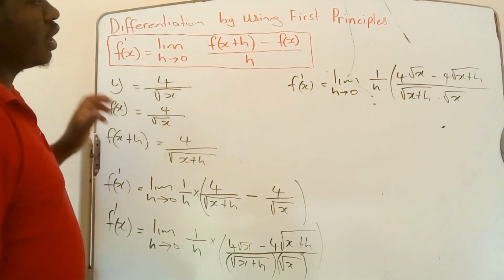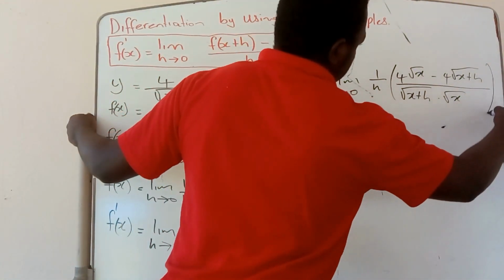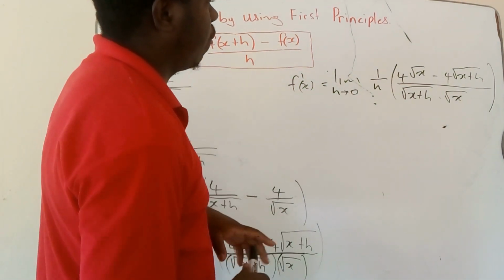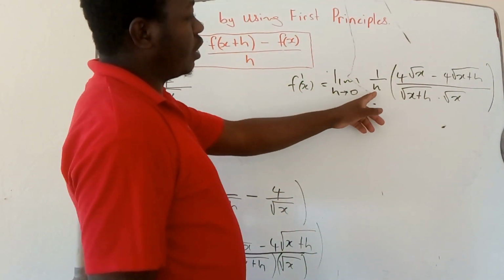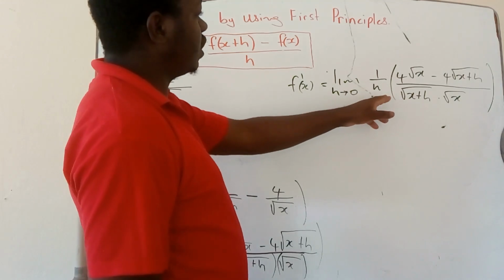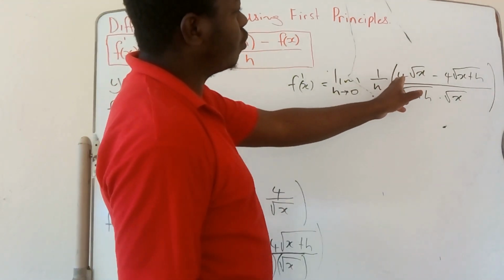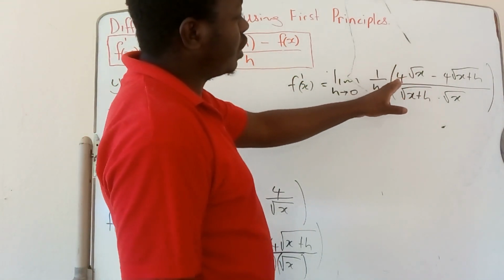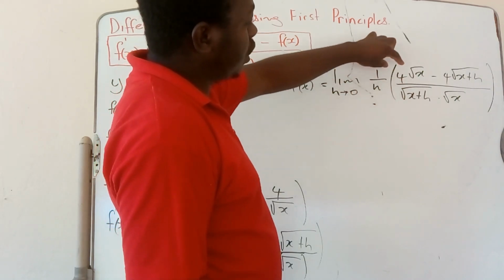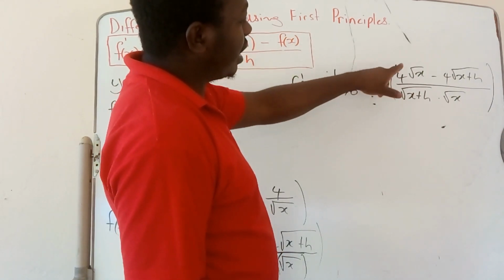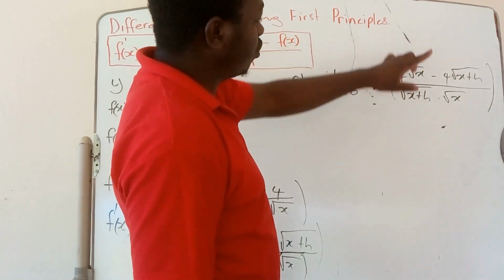Alright, at this point, how do you think we can get rid of this h here? We can do the same idea by multiplying the numerator by the conjugate of the numerator, but we're going to multiply both the numerator and the denominator by the conjugate of the numerator.